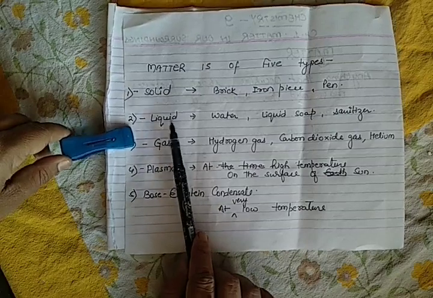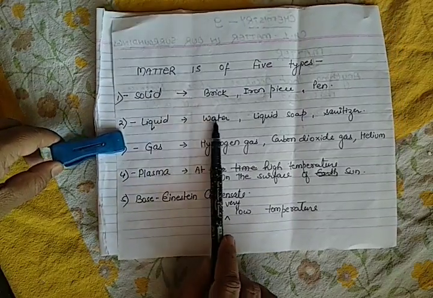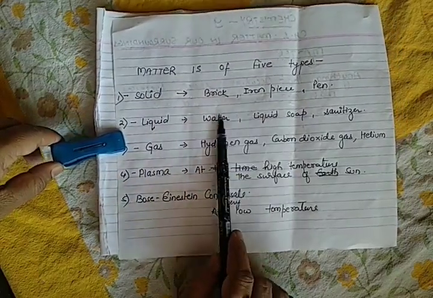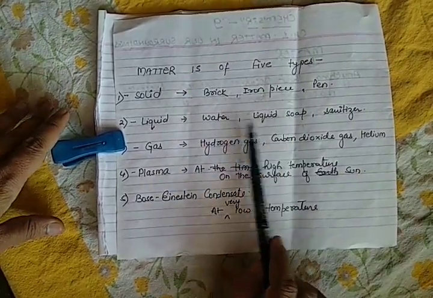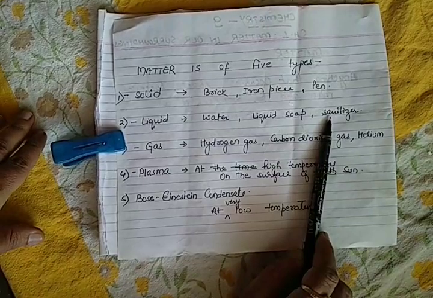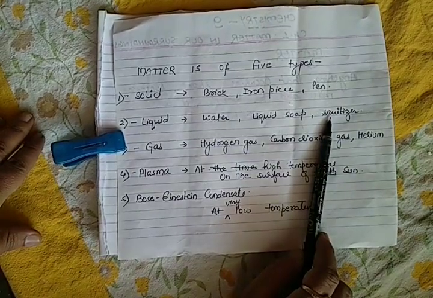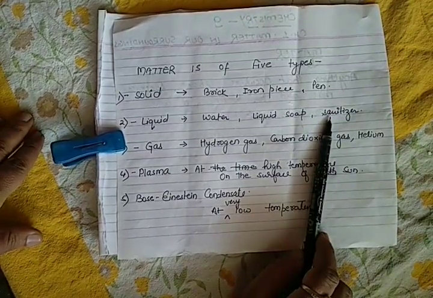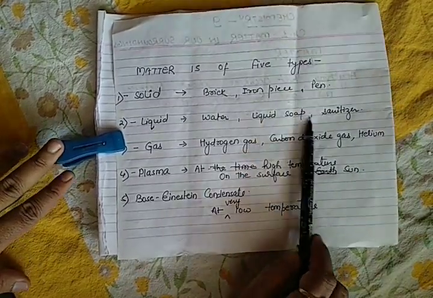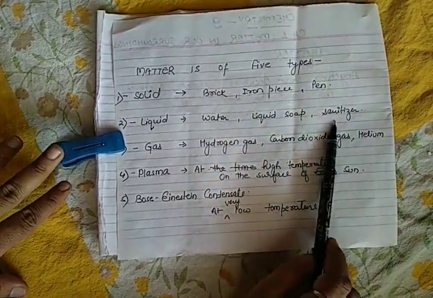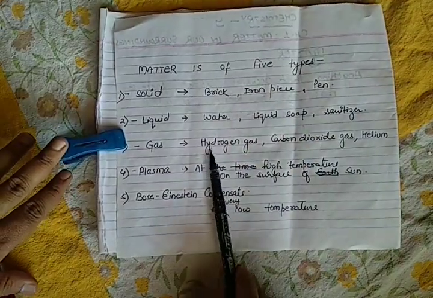Second type of matter is liquid matter. Liquid matter is like water, liquid soap, anything which is in liquid state is known as liquid matter. Or the sanitizer, the word that has been used nowadays very frequently in this time of COVID-19. So sanitizer, it is in liquid state. So all these things are liquid matter.